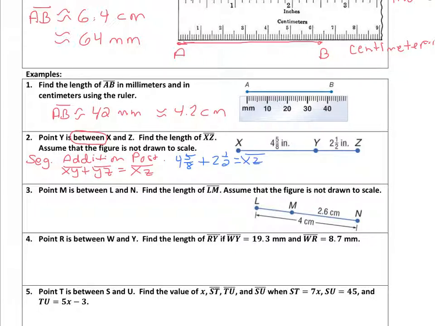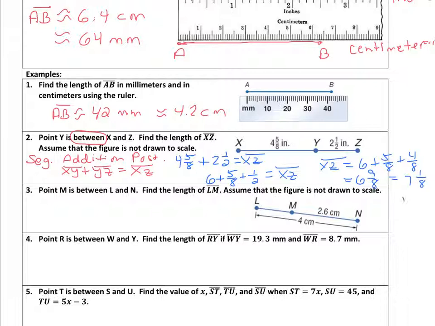So now we're just going to add. We've got 6 plus 5/8 plus 1/2 is going to equal XZ, and I'm going to simplify that. How do I add fractions? Well, I've got 6 5/8, and I'm going to represent 1/2 as 4/8. So I've got 6 9/8. Of course, 9/8 is greater than a whole, and I'm going to add that 1 whole to the 6 to get 7, and my remainder is 1/8.